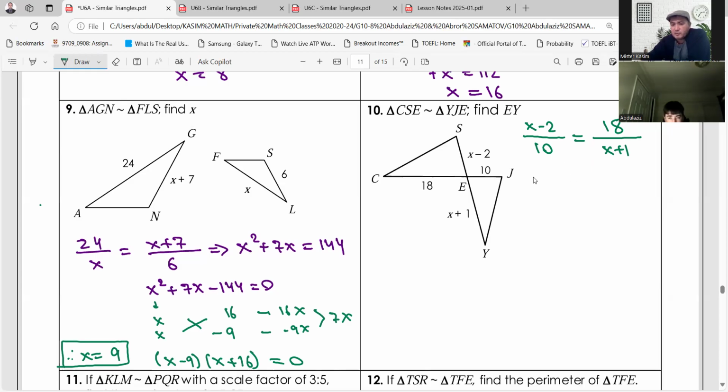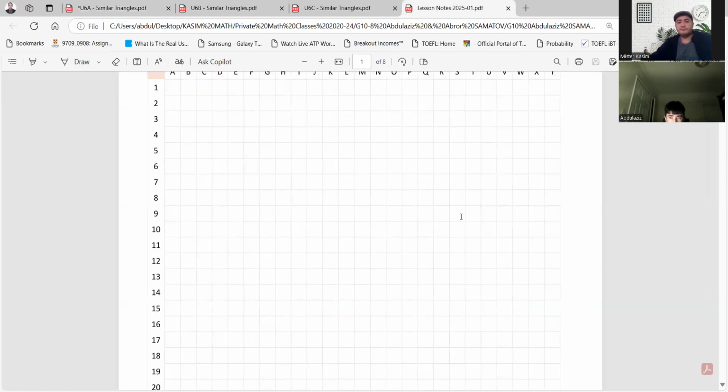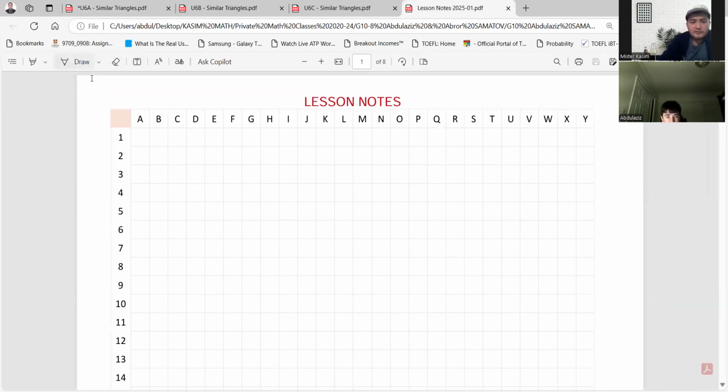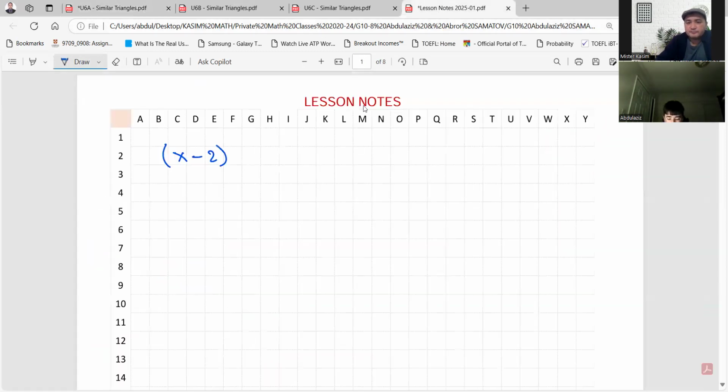If you cross multiply, here we have x minus 2 times x plus 1. It should be equal to 18 times 10, which is equal to 180. And how do we open these parentheses? Here we have x minus 2, and x plus 1, right? I need to expand this. How do you expand this?